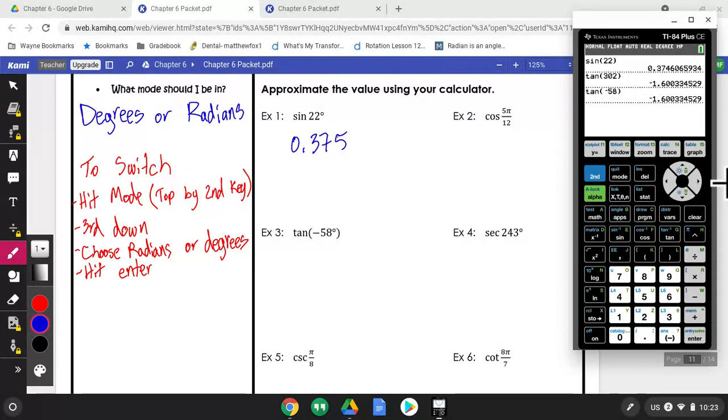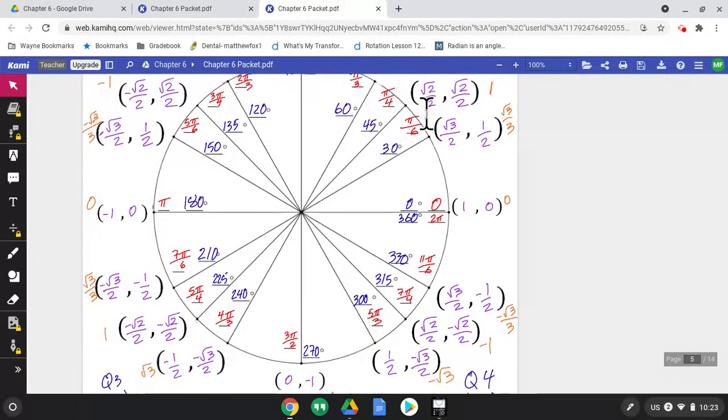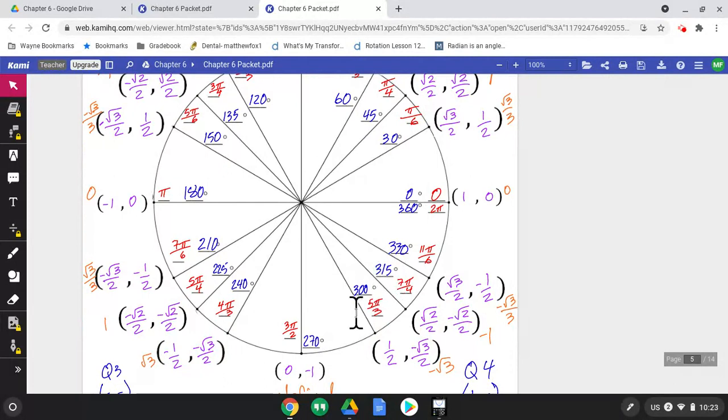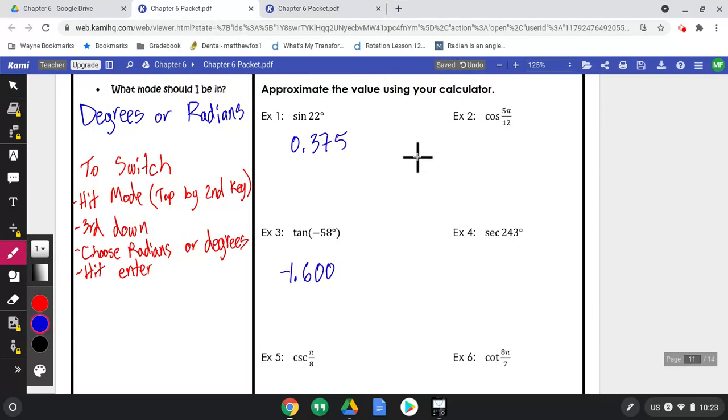Now, some of you might be thinking, oh, that makes sense. It's negative because it was negative 58. No, that's not why it's negative, okay? The negative is based on its location. As you know, negative 58, or as we said, 302, that's over here in quadrant 4, right around here. We know that these tangents are negative because the sine and the cosine have opposite signs. So it will always be negative. Okay, we got one more to do before we switch to radians.